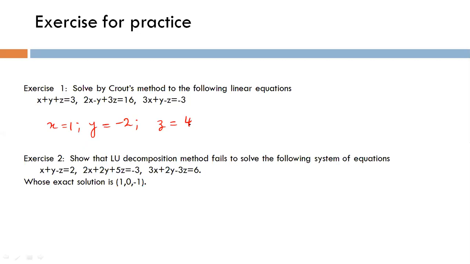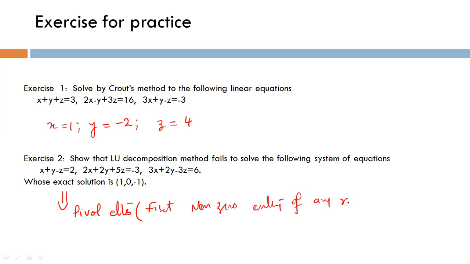Second, the LU decomposition method fails to solve the following system of equations: x plus y minus z equal to 2, 2x plus 2y plus 5z equal to minus 3, 3x plus 2y minus 3z equal to 6, whose exact solution is 1, 0, minus 1. Why will this fail? Because of the pivot elements. What are the pivot elements? The first non-zero entry of any row or column.